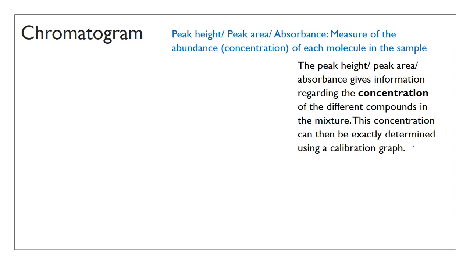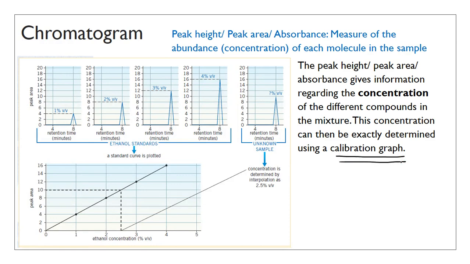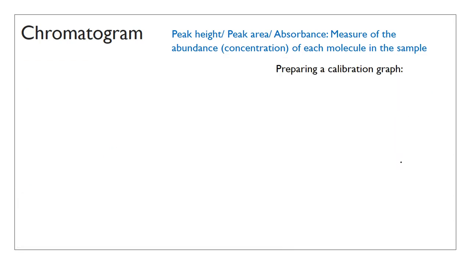Now, if we talk about the vertical axis, so either peak height, peak area, or absorbance, depending on the chromatogram that you look at, it will give you a measure of the abundance or the concentration of each molecule in the sample. All right, so in order to actually go from that reading, which is the height or the area or the abundance, to the concentration, you need to use what is called a calibration graph. So you definitely have seen this last year, so this is just a quick recap. So this is a snapshot of what the whole technique looks like. You need to prepare your standard solutions, make a calibration graph, and then you can do your reading. All right, so let's just start with the calibration graph.